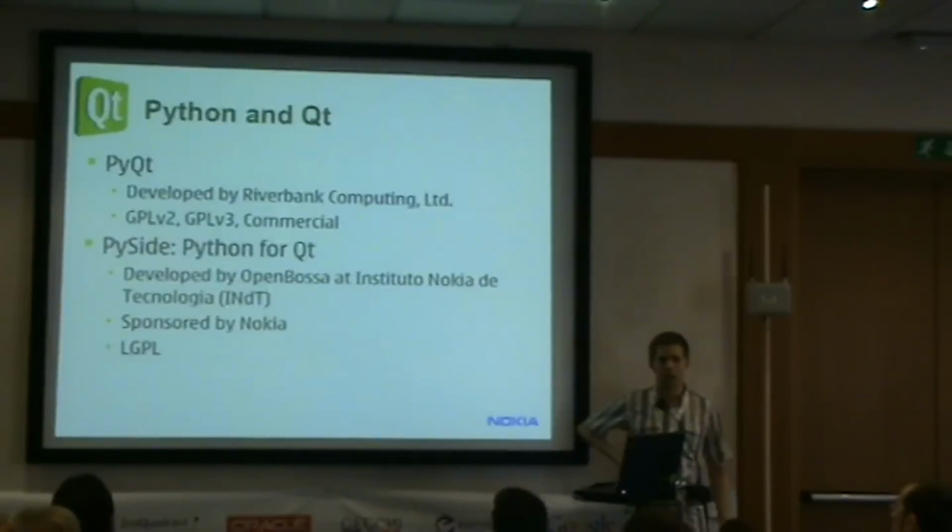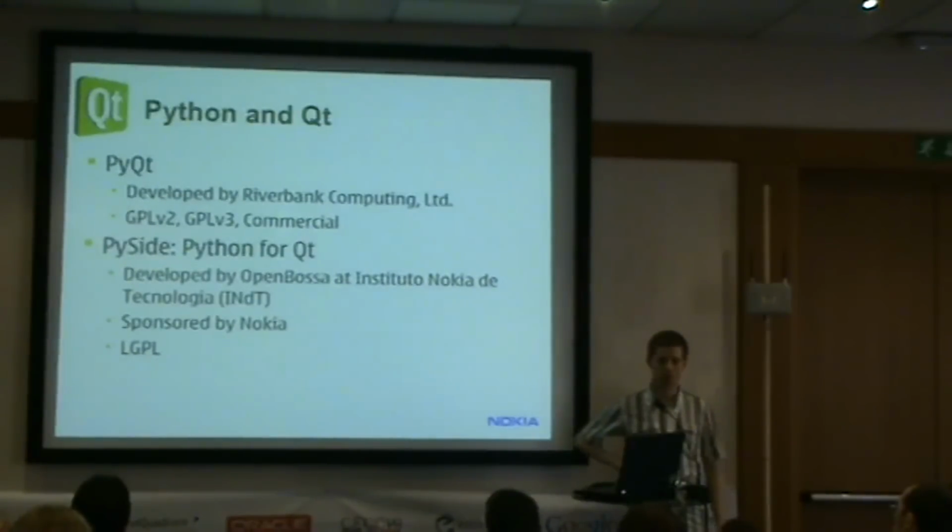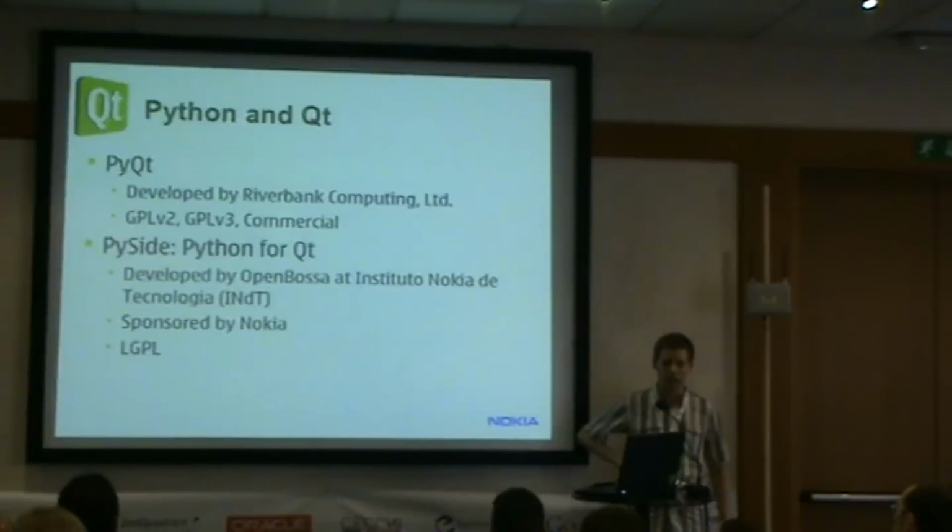At the moment, there are two major Python Qt binding projects available. PyQt, which is developed by Riverbank Computing in the UK. It's dual licensed and it's very widely used. And then there's PySide, which is developed by the OpenBossa labs at INDT, and it's a project sponsored by Nokia, and it's LGPL licensed.